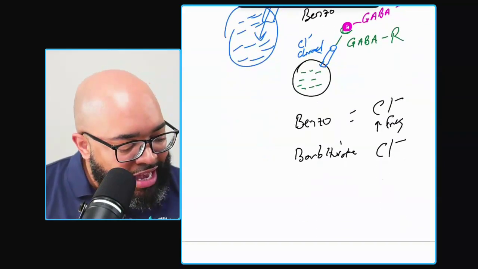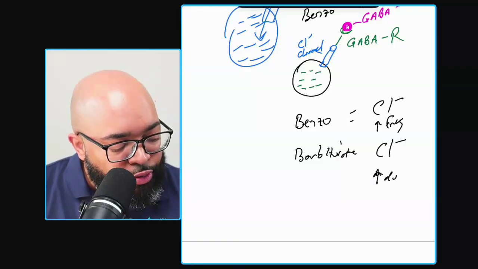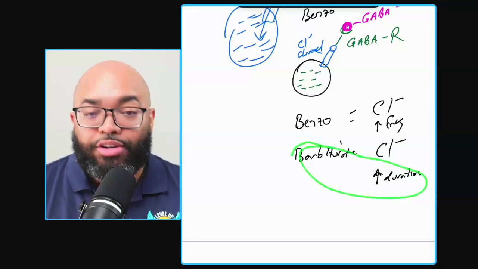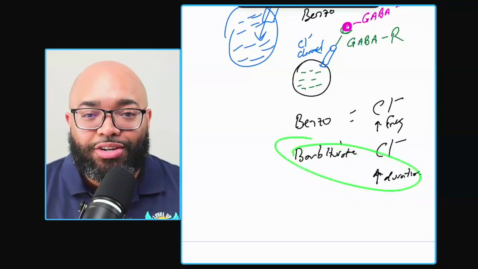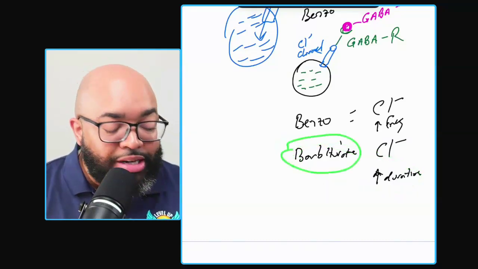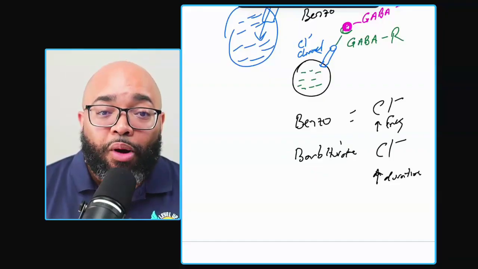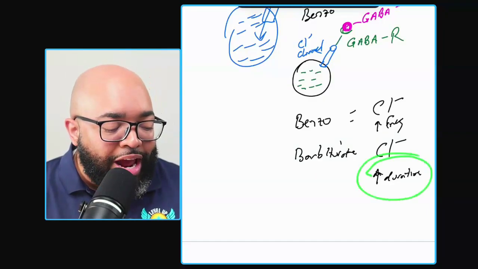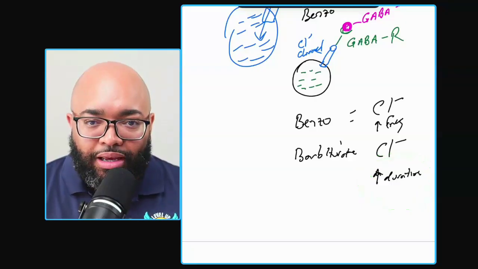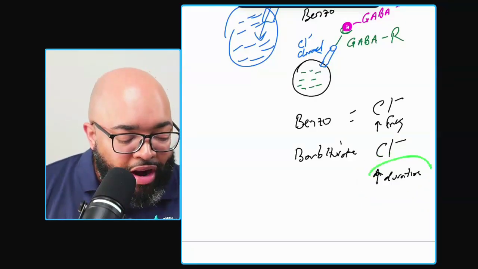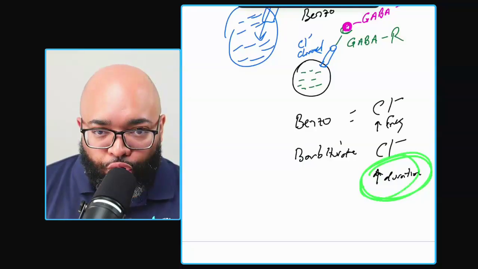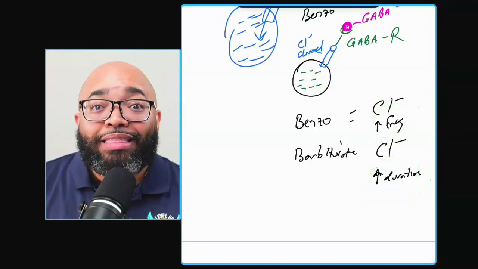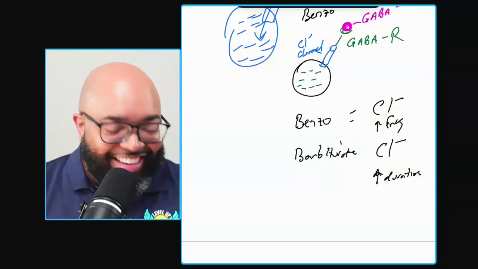Barbiturates, what they do is they increase the duration. And the way I like to say this is barbituration. So barbiturates like phenobarbital, secobarbital, pentobarbital, they increase the duration of the chloride channel opening. What am I saying? One of them keeps the door open longer. This one keeps the door open faster. They both open the door.